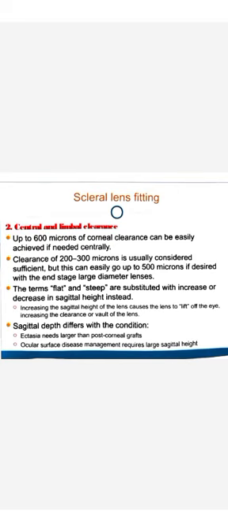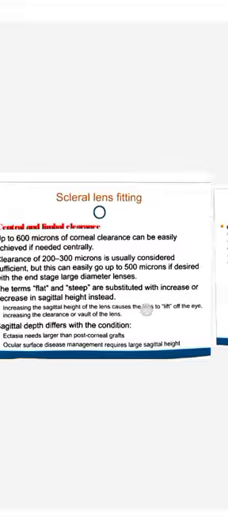Sagittal depth differs with the condition. It is larger in keratoconus than post-corneal graft. Corneal ectatic disease management requires large sagittal height. Central and limbal clearance evaluation starts with low sagittal height and gradually increases the height to the desired clearance, and a green fluorescent pattern will be visible.